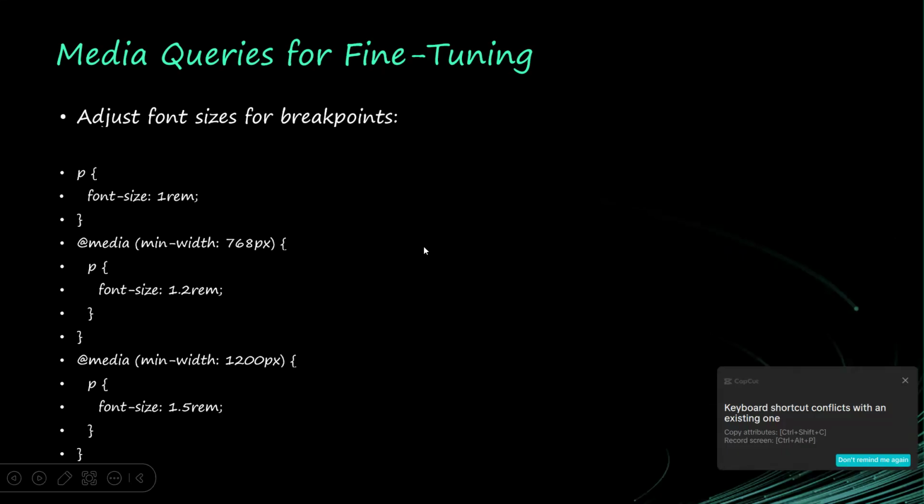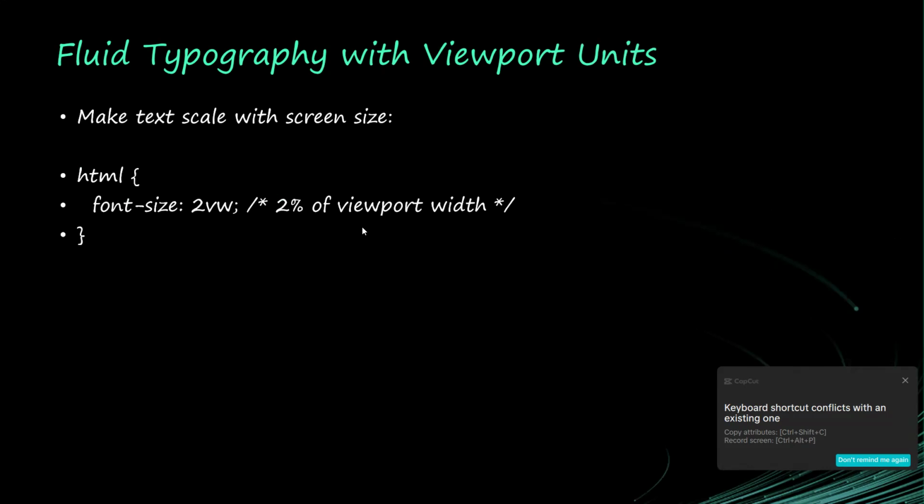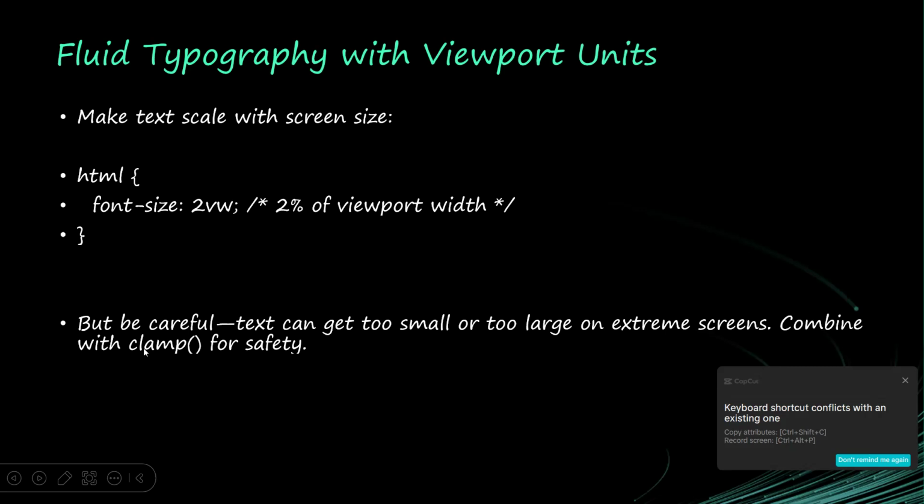So when the minimum width is 1,200 pixels, we want to make the font size 1.5rem. So you can also use media queries to fine-tune your font sizes for breakpoints. Your typography should also be fluid. All right. So you can use the viewport. The font size of this HTML will be 2% of the viewport. But be careful, text can get too small or too large on extreme screens. So combine with clamp for safety. Using the clamp function is best for something like font size.